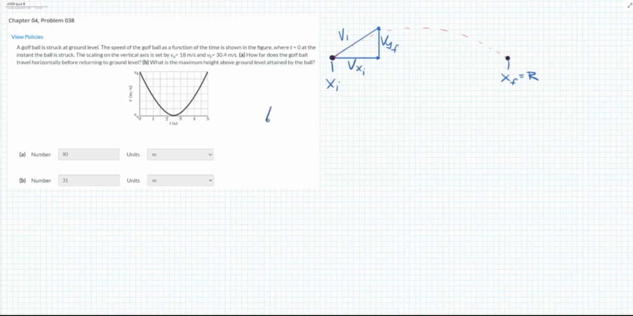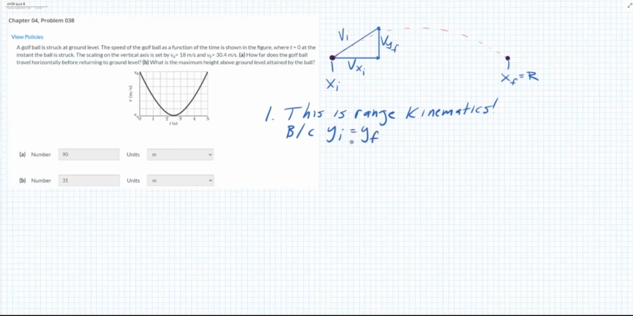So number 1, this is range kinematics. I'll put it like that. Why am I saying it's range kinematics? Because y initial equals y final. The launch height is the same as the landing height according to the problem statement: a golf ball struck at ground level. How far does the golf ball travel horizontally before returning to ground level?